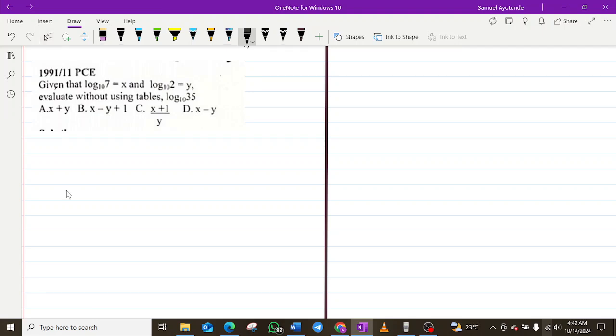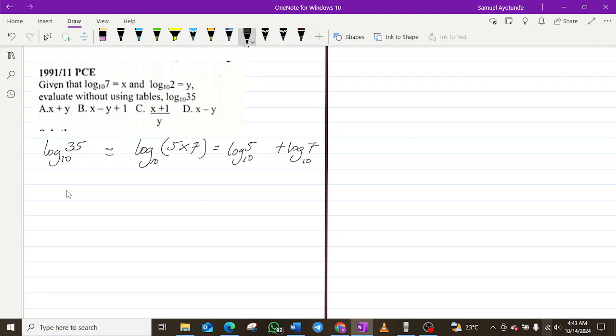So we're finding the logarithm of 35 base 10. From here, we'll break 35 down. The best simplification you can give to 35 is 5 times 7. We apply the first law to this. Multiplication turns to addition. We have log 5 base 10 plus log 7 base 10.